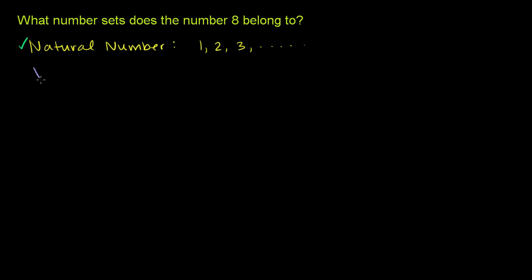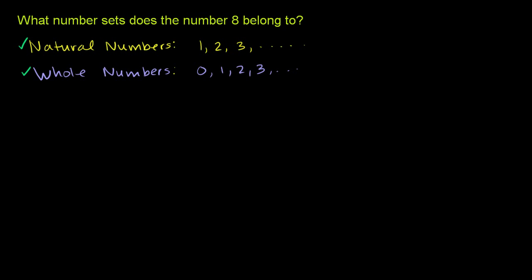Let's consider the whole numbers. The whole numbers are essentially the same thing as the natural numbers, but we're now going to include 0. So this is 0, 1, 2, 3, and so on and so forth. Clearly, 8 is one of these as well. You could eventually increment your way to 8, just counting all of the whole numbers. Another way to view this is the non-negative numbers. So 8 clearly belongs to this as well.